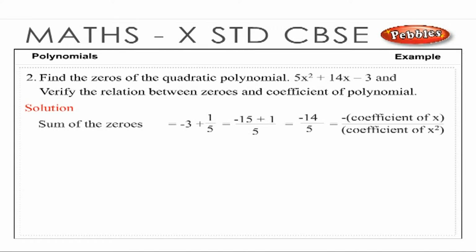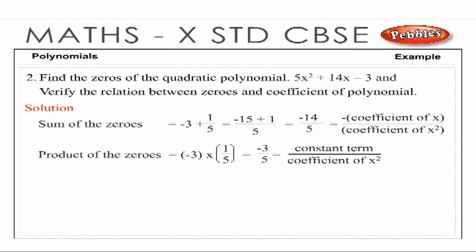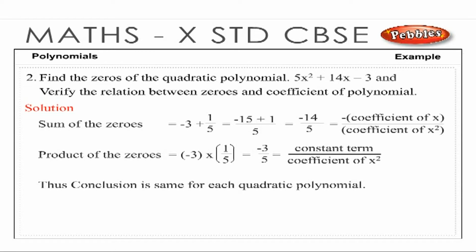Sum of the zeros is equal to minus 3 plus 1 by 5, which is equal to minus 15 plus 1 by 5, which is equal to minus 14 by 5, which is equal to minus coefficient of x by coefficient of x square. Product of the zeros is equal to minus 3 into 1 by 5, which is equal to minus 3 by 5, which is equal to constant term by coefficient of x square. Thus, the conclusion is the same for each quadratic polynomial.